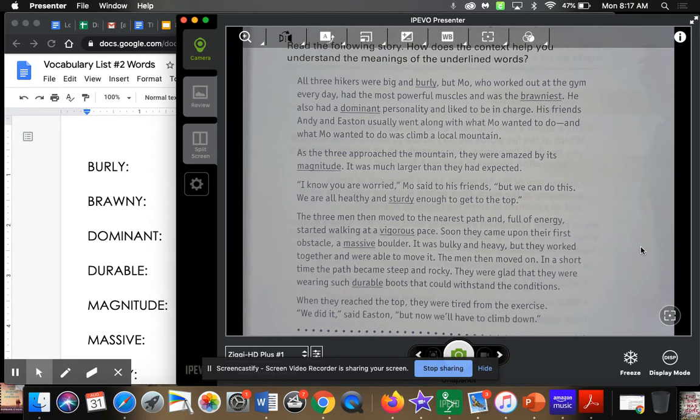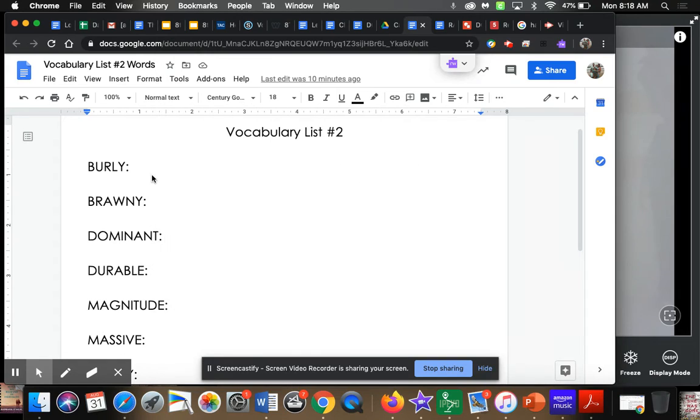Okay, so now what we're going to do is we are going to define these words that we have here. The very first word on our list is burly. And the sentence that the word burly is in is all 3 hikers were big and burly. So anyone have an idea how we can say what burly is?